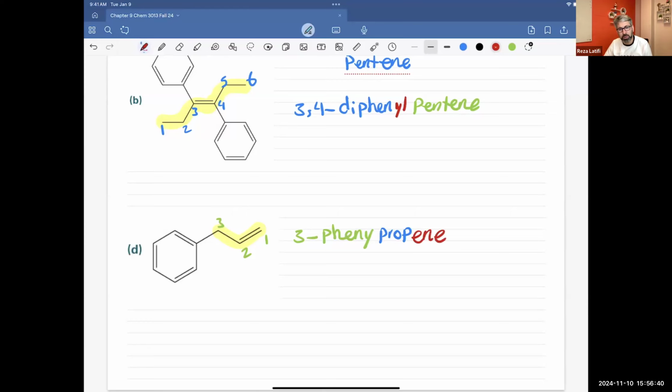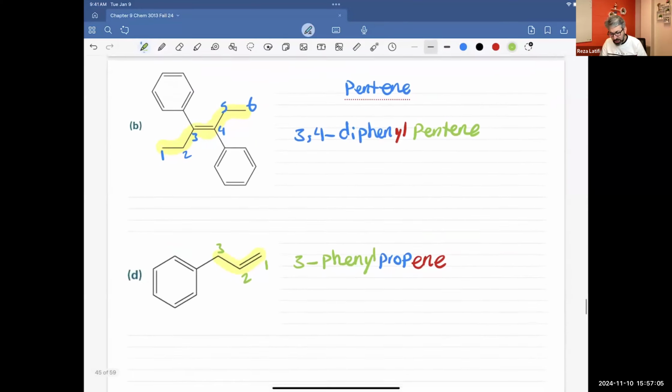3 phenyl propene. And when you say 3 phenyl, okay, I forgot the L here. 3 phenyl, you already showed the position of the double bond. Phenyl is 3 carbons away from the double bond. So no need to say where the double bond is, because you already mentioned it by saying the position of the phenyl relative to the double bond. And this is going to be the end of this lecture. And thank you very much.